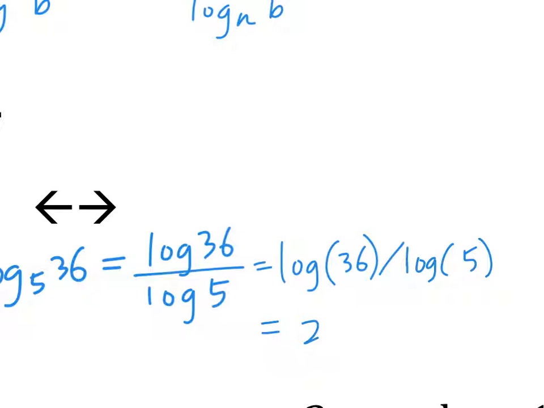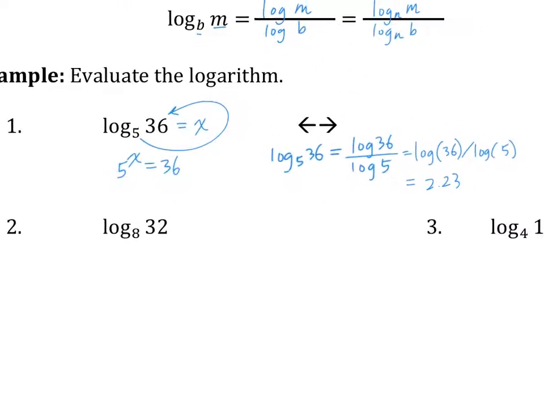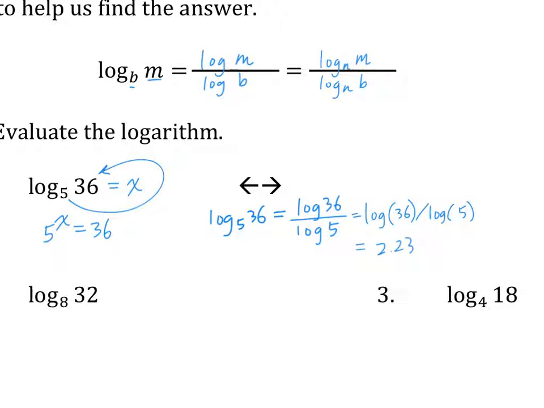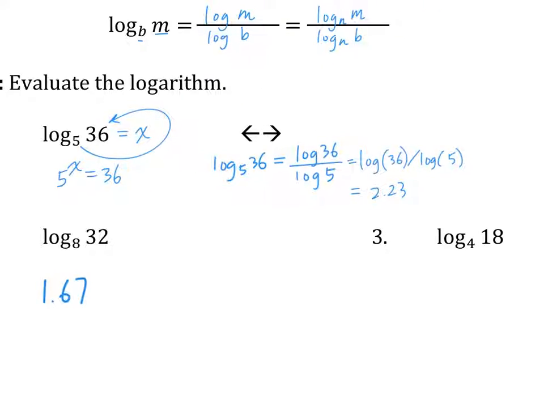All right, Alice, what did you get for the answer? 2? 2.23, good. All right, let's have you guys do 2 and 3, and let me know when you're done. All right, Evan, what did you get for number 2? 1.67. Nathan, what did you get for number 3? 2.08. Good.